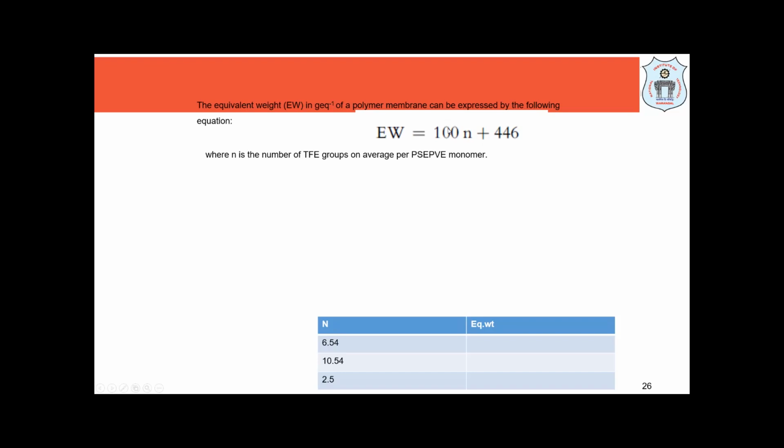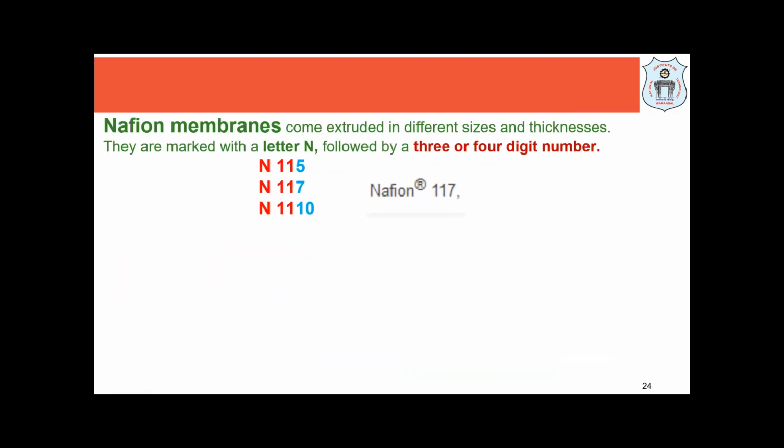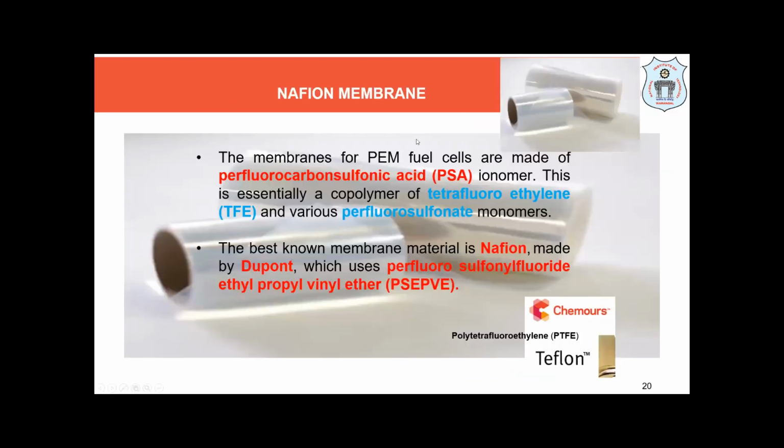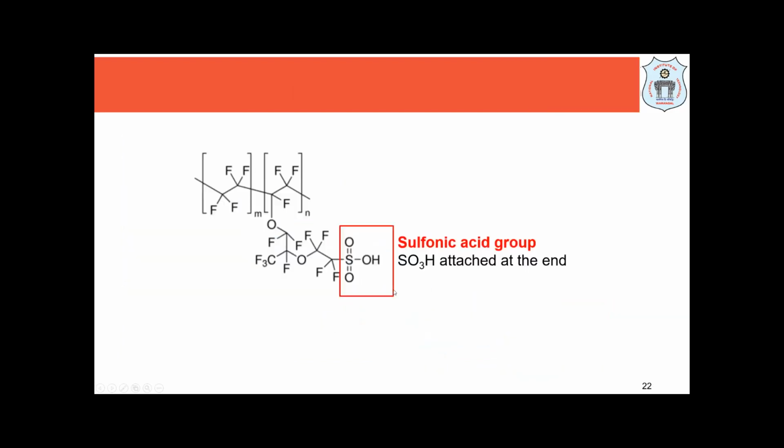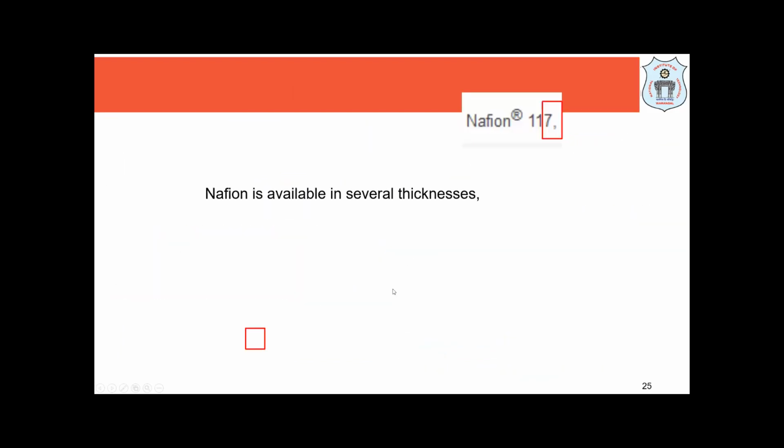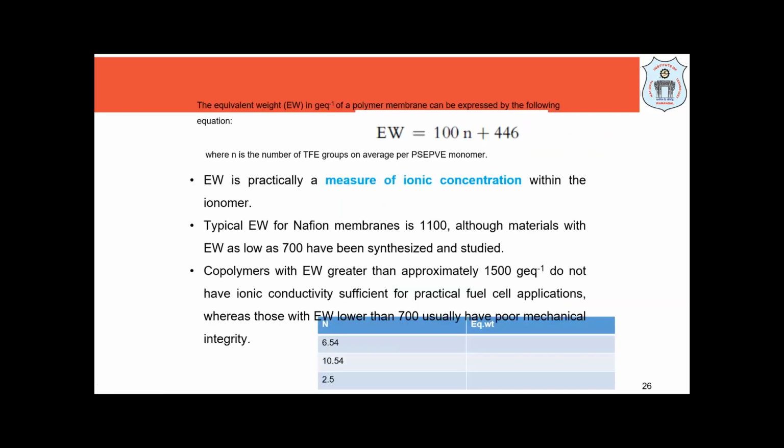Now the equivalent weight of the polymer membrane can be expressed by the following expression. It depends upon the number of TFE groups on average per PSEPVE membrane. What is PSEPVE? I showed you here. PSEPVE is perfluorosulfonyl fluoride ethyl propyl vinyl ether, which is the monomer here. If the average number of TFE groups present is known, we can calculate the equivalent weight using this formula. That is practically a measure of ionic concentration within the ionomer.